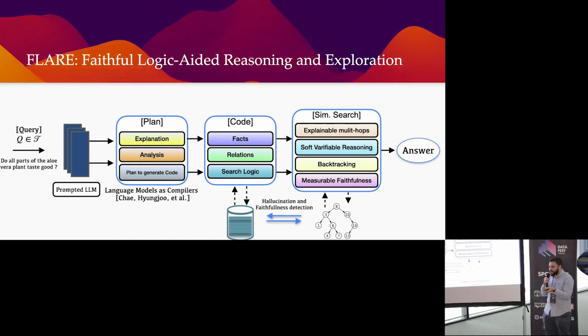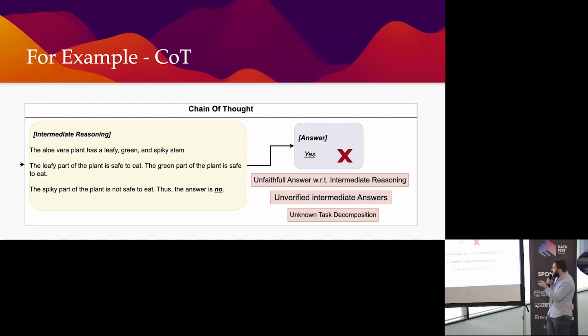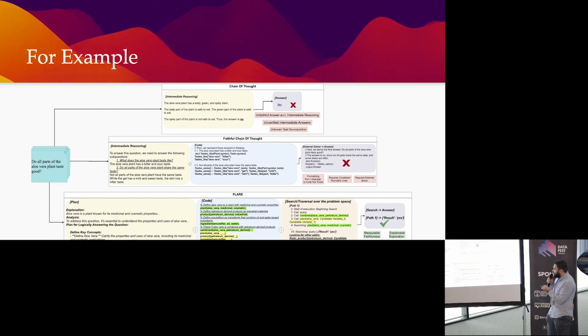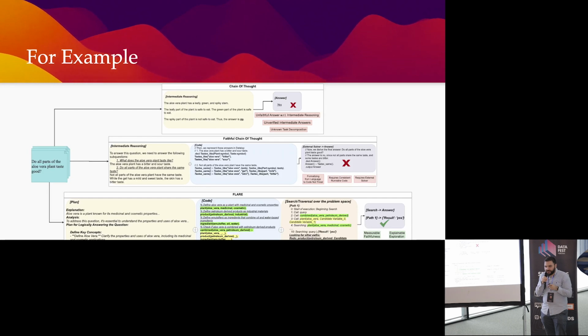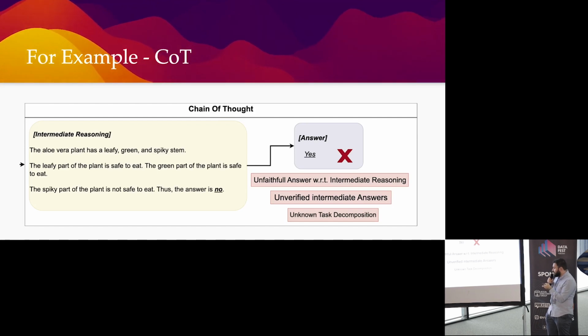Now let's actually give an example to show how it happens better. This is the overall view of what happens. Let's go through it. So this is your general chain of thought with some intermediate reasoning. The question is, do all parts of the aloe vera plant taste good? Which is a very natural language question. It doesn't have anything algorithmic or mathematical, but we still want to solve it. So the chain of thought will give you some intermediate reasons, say no, and if you then say now answer this, it will say yes. Bad. We have a bunch of bad reasons why this happens.